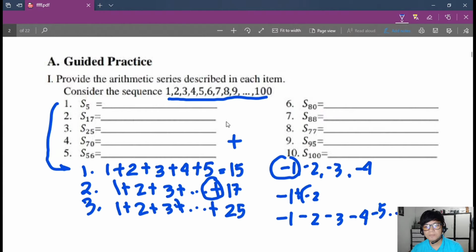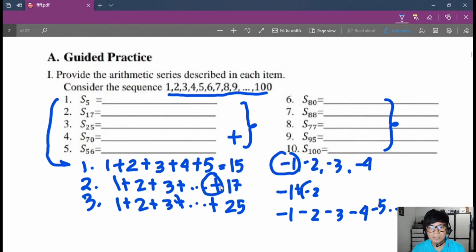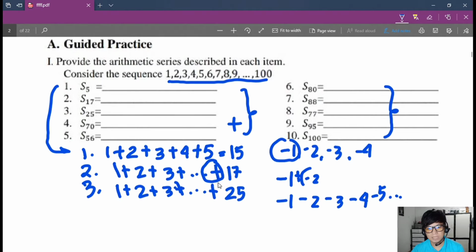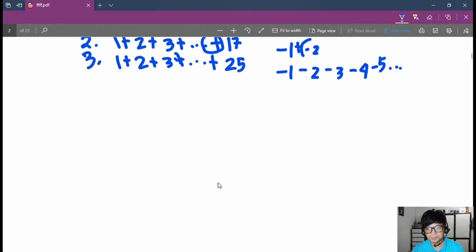Okay, so hindi ko to siya ibibigay as your activity here kasi madali lang naman ang gagawin nyo dyan. All you have to do is just gawin nyo lang siyang arithmetic series by adding plus sign. Okay, so yun yung sa pag-convert into arithmetic series. Okay, let's proceed.